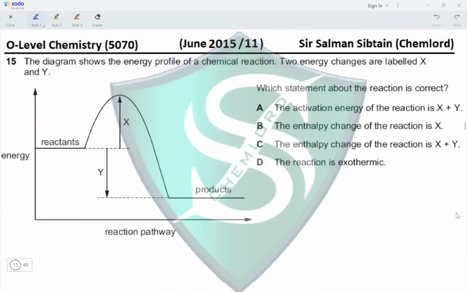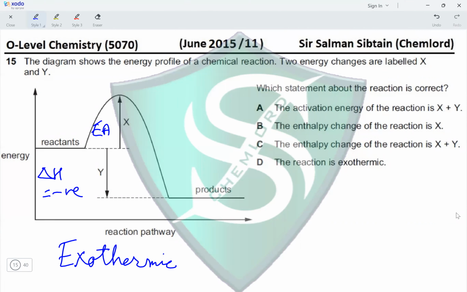Question 15. The diagram shows the energy profile of a chemical reaction. Two energy changes are labeled X and Y. Okay. X is basically the activation energy of this reaction, and Y is delta H, which would be negative because this is an exothermic reaction. Okay. Which statement about the reaction is correct?